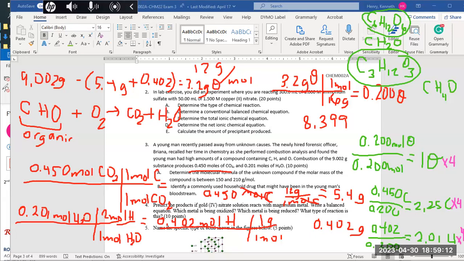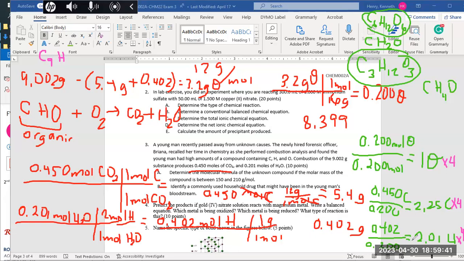Okay, so then my empirical formula is going to be, let's see, 2.25 times 4 is what? 9. Okay. Hydrogen. Sorry, why are we multiplying times 4 again?